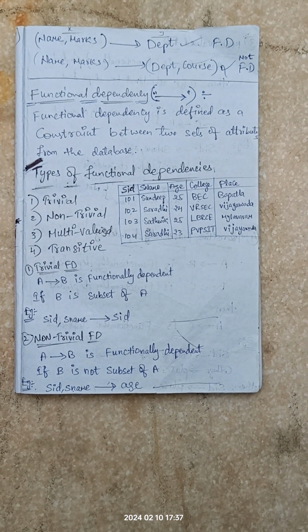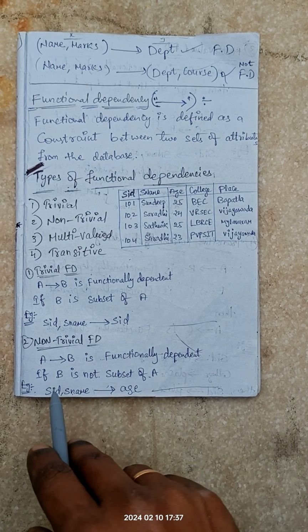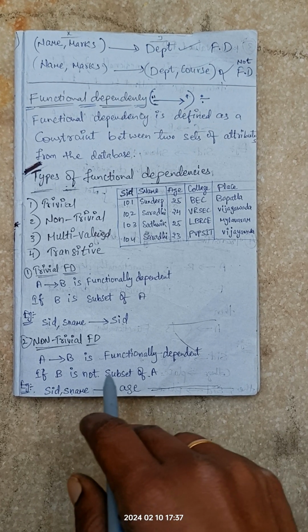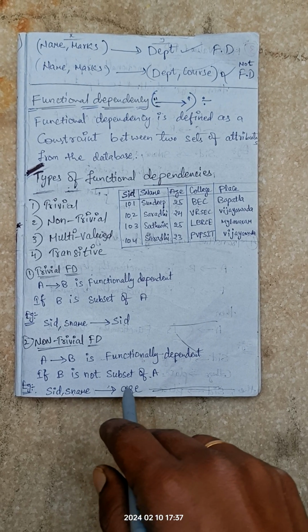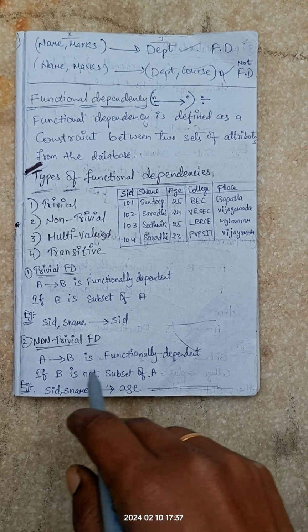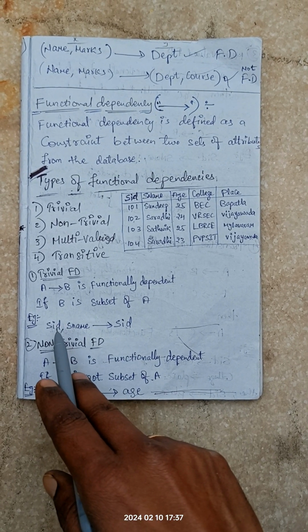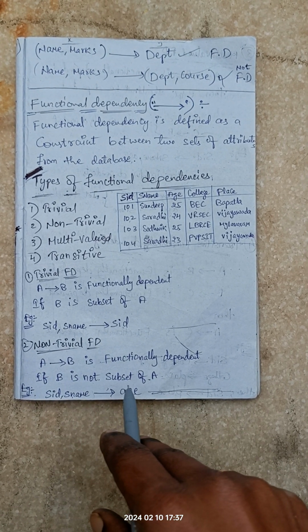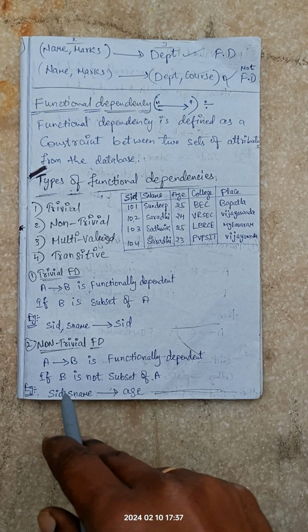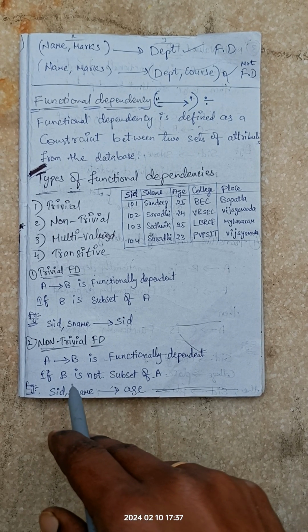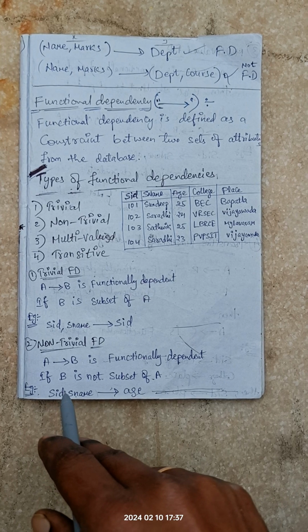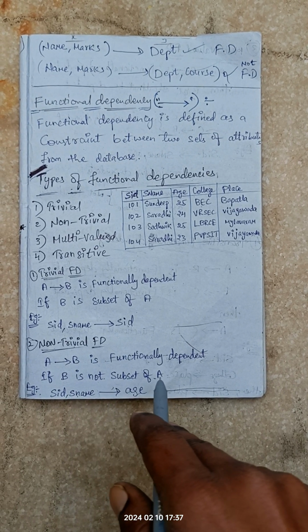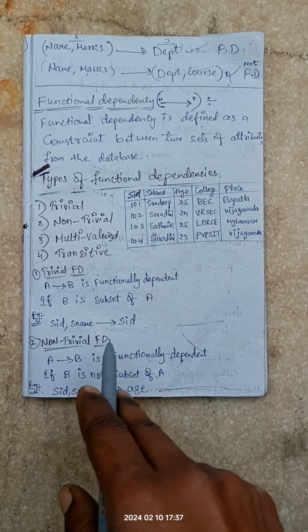So SID comma S name tends to age is functionally dependent if B is not a subset of A. Here age is considered as B. So B is not a subset of A. SID is a part of A, and without SID we cannot form A. But without B we can form A. So here B is not a subset of A. If B is not a subset of A, then A tends to B is functionally dependent. That is in non-trivial functional dependency.